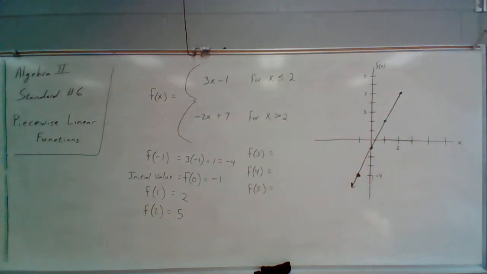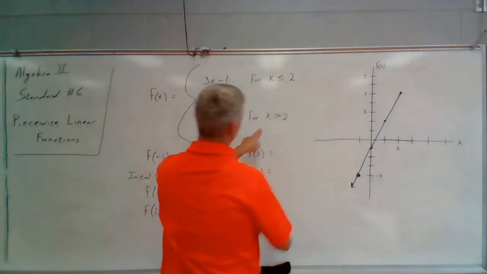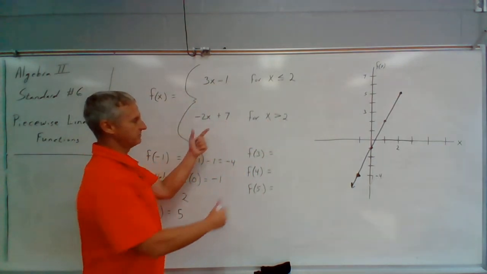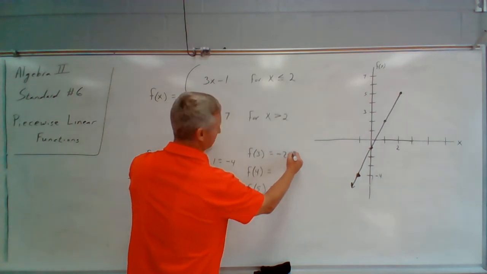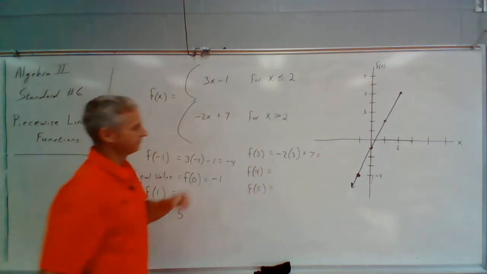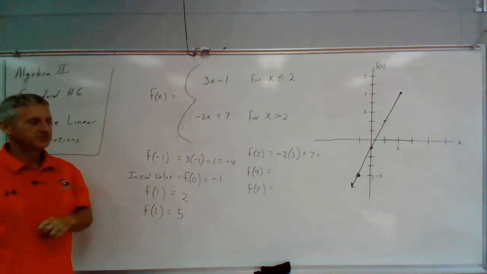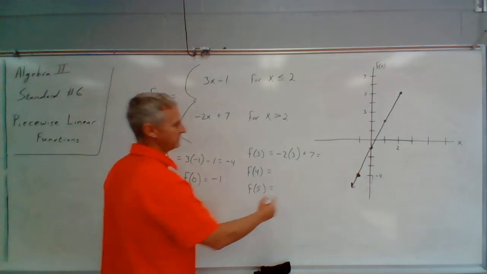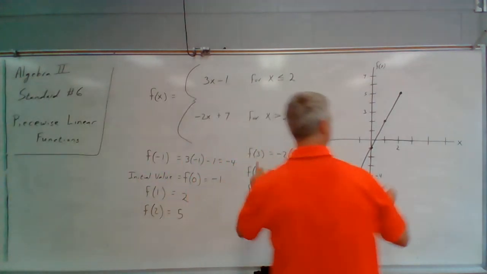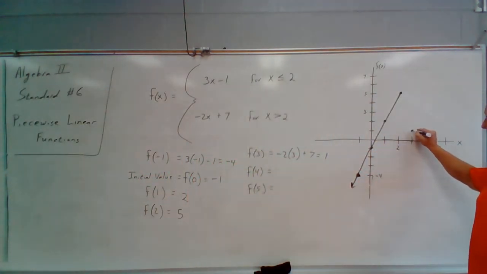All right, so let's do that. Let's find f of 3. So 3 is bigger than 2, so I use this equation. So I have negative 2 times 3 plus 7. Negative 2 times 3 is negative 6. Negative 6 plus 7 is 1. Okay, so let's plot that point. I have 3, 1.